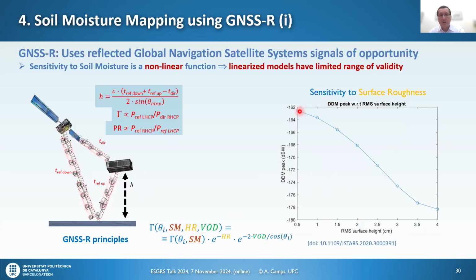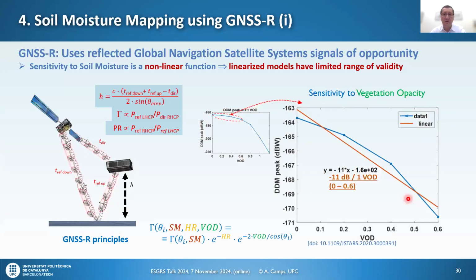The sensitivity, unfortunately, as with any active system, because this is an active system, but using the signals that are transmitted by others, the sensitivity to roughness is also high. And as you can see, we can lose a significant amount of power. So this is the peak power in dB watts, just when the surface roughness increases. So actually, this is the most difficult problem when you want to retrieve soil moisture from GNSS-R data, the compensation of the surface roughness effects. And to do that, you can use multi-frequency measurements, for example, at L1 and L5.